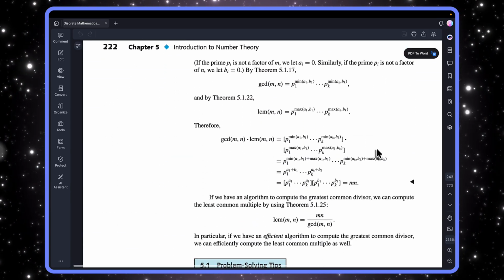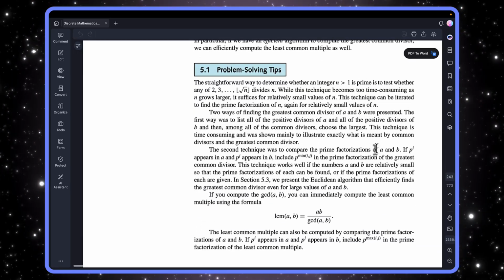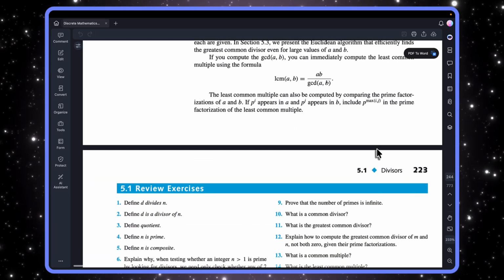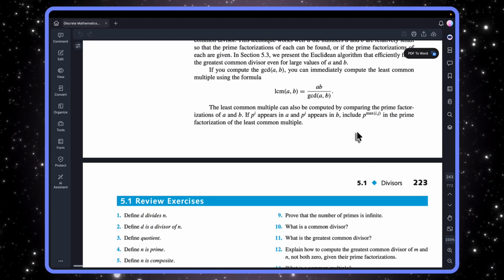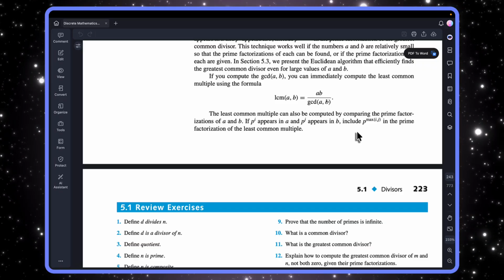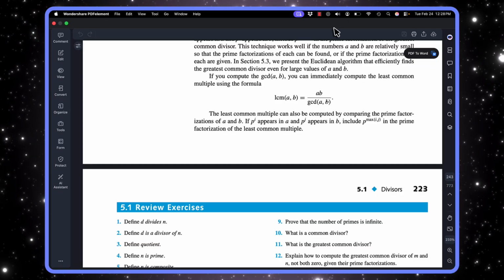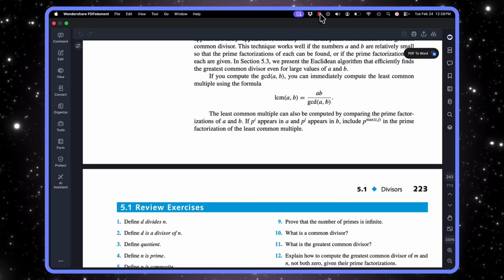And there's the proof. So that's 5.1. Make sure you go through this and get familiar with these two concepts of least common multiple and greatest common divisor. These will become very important in our future studies.